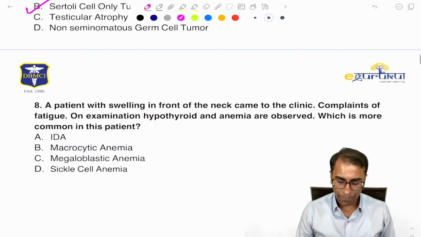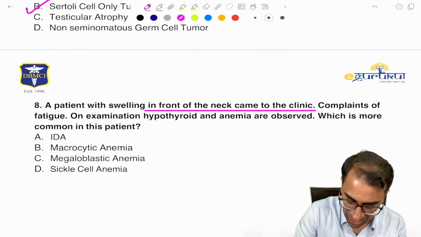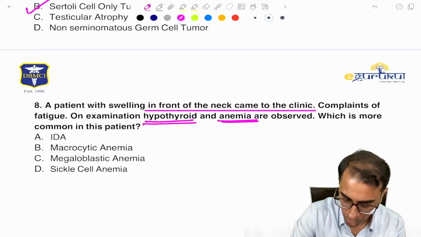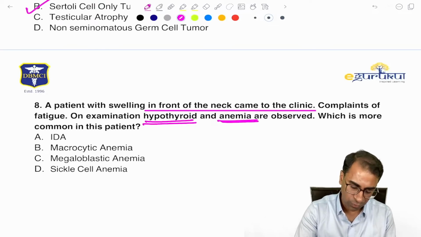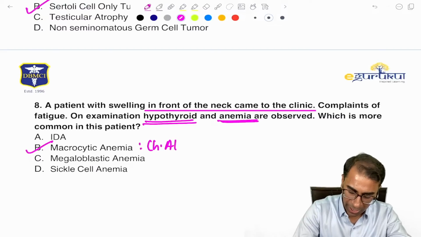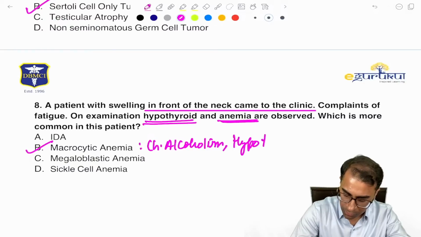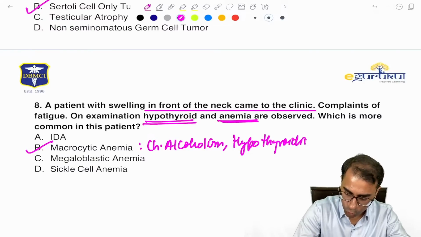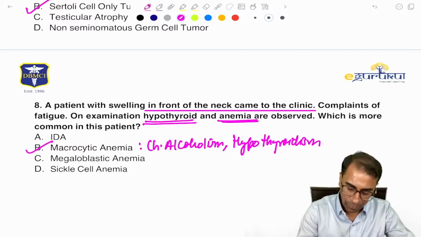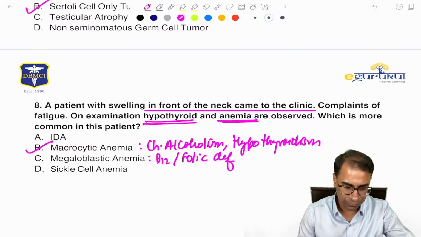A patient presents with swelling in the front of the neck and came to the clinic, complaining of fatigue. Hypothyroidism and anemia are observed. So what is it? It's a macrocytic anemia, because macrocytic anemia can be seen in chronic alcoholism as well as hypothyroidism. These are the two causes of macrocytic anemia. Megaloblastic anemia is seen in B12 and folic acid deficiency.